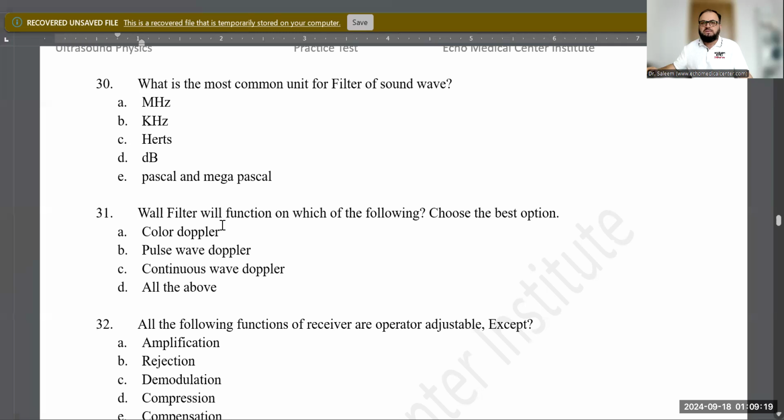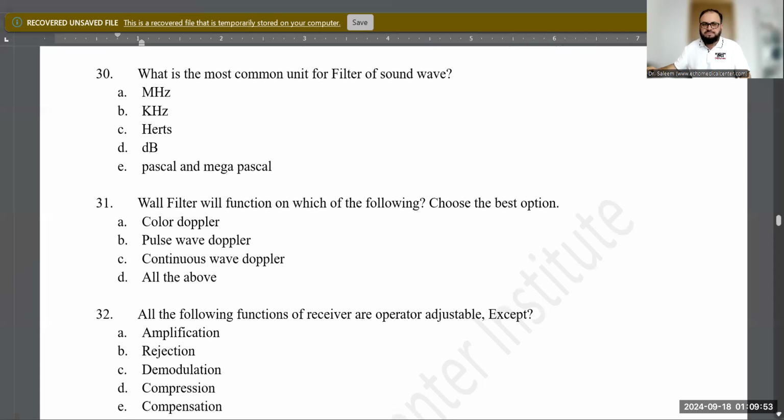Okay, wall filter will function on which of the following? Choose the best option. Like which of the following modalities can we use the wall filter on, because the wall filter is not working on everything. So is it color Doppler, pulse wave Doppler, continuous wave Doppler, or all of them? What do you think? Which one is the correct answer? I also agree, all of them, because it will eliminate unnecessary echo. It will eliminate low level noise, very small amplitudes close to the baseline. It will be eliminated. Correct.